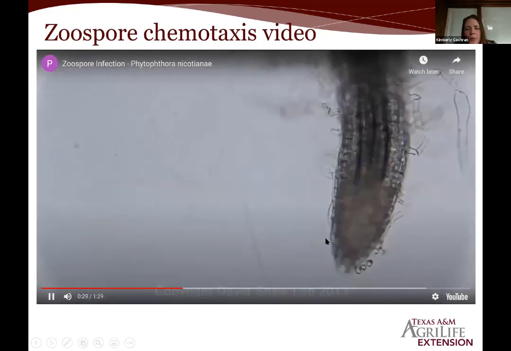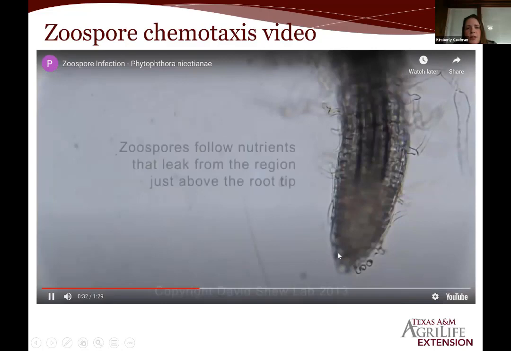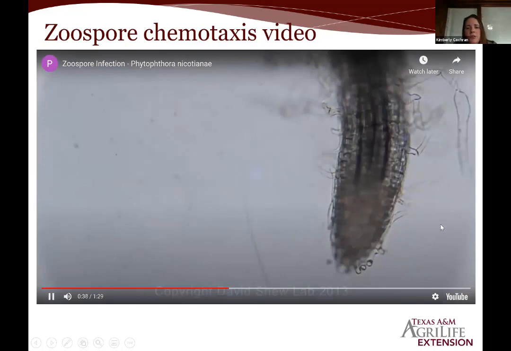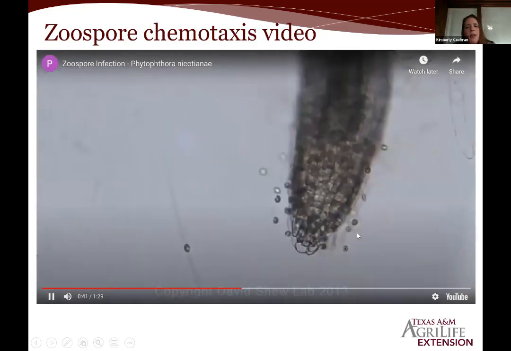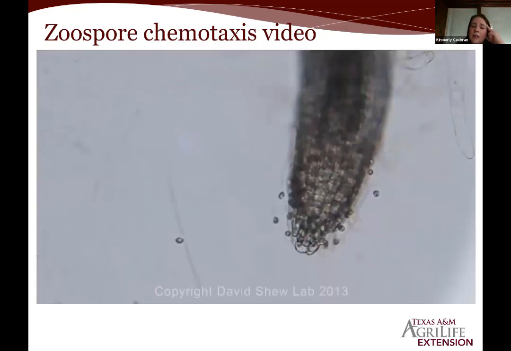And so here we have a root tip, and these little guys can actually sense nutrients and hormones that leak from this area and follow the increasing strength of that signal until they find the root tip. And once they find the root tip, they go through a process called encysting, and that's E-N-C-Y-S-T, not like insist, like put your foot down, but insist, like set up shop.